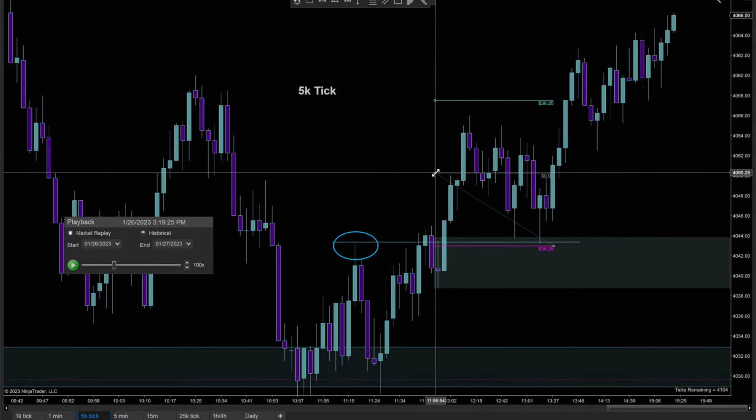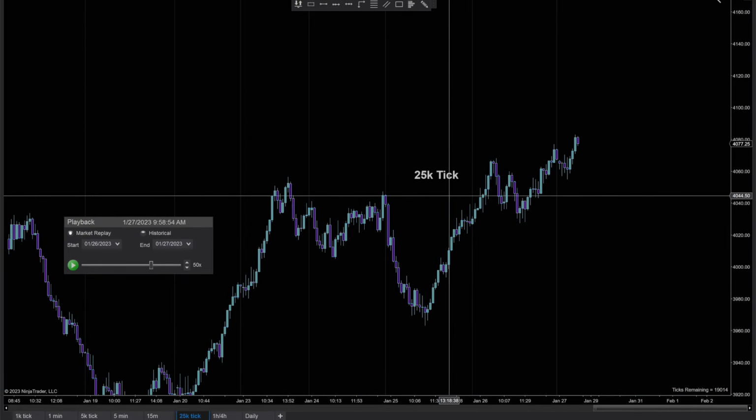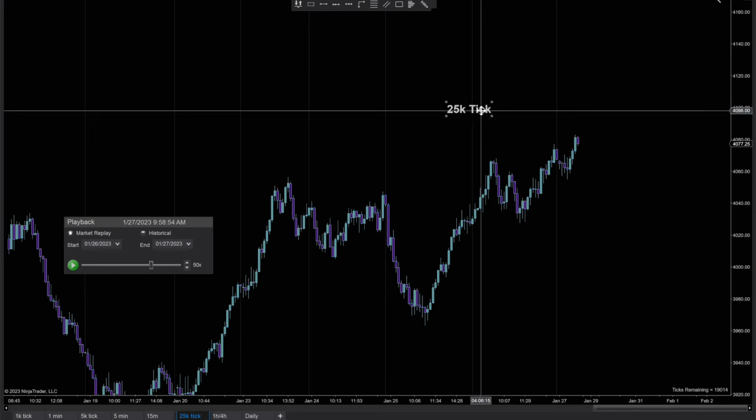Okay, so now we're going to go to the next day. And again, I'm going to just get us queued up to the open. This is the 26th. We're going to go to the 27th and see some things that happen there. Okay, so here we are on the 25,000 tick chart. This is the very next day.